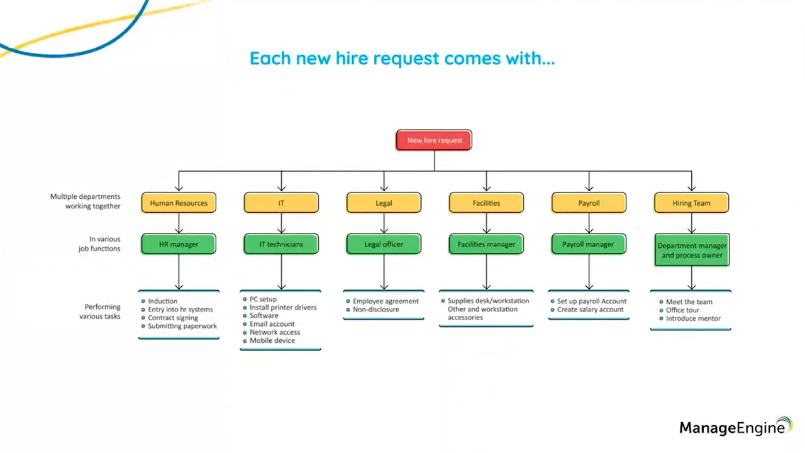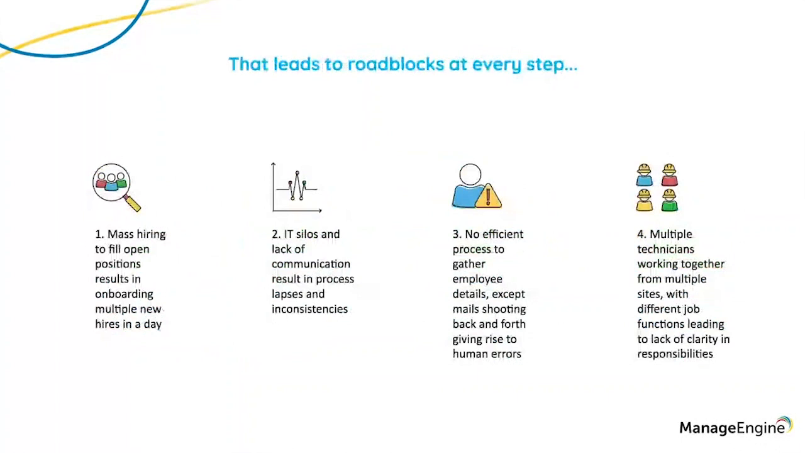Now we are looking at this entire block for one request. One person comes in, and this is the number of tasks, and this is the number of departments that are going to be involved in the hiring of one person. Now imagine we're going to be hiring, even if it were 10 people across 4 locations, it's going to be a huge number of requests coming in. So what happens when there are a huge number of requests coming in? These are the various roadblocks that you can encounter.